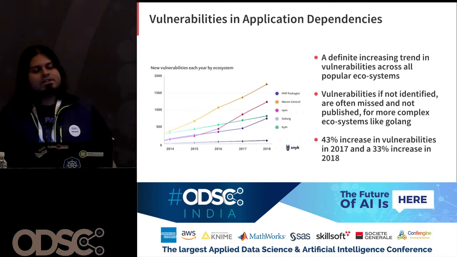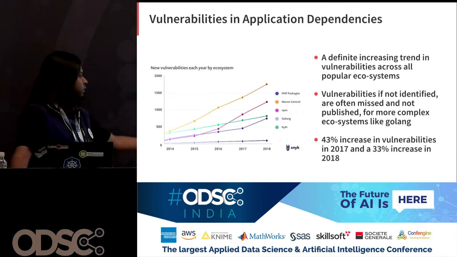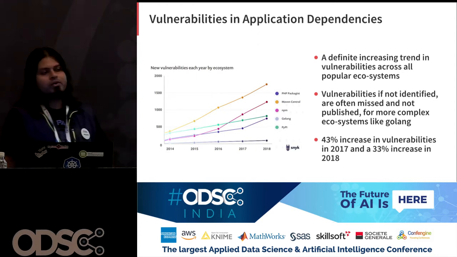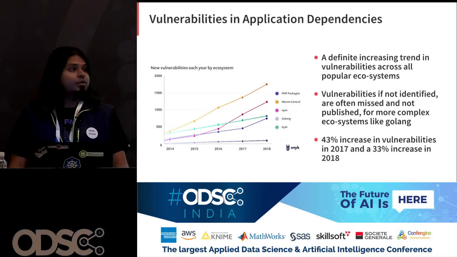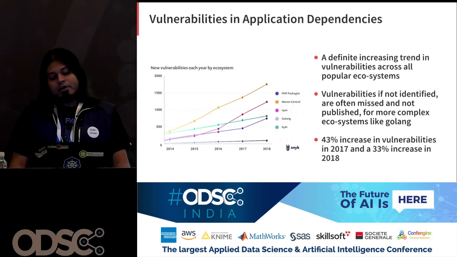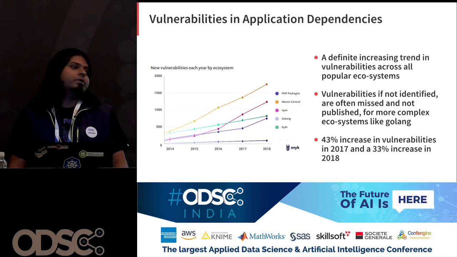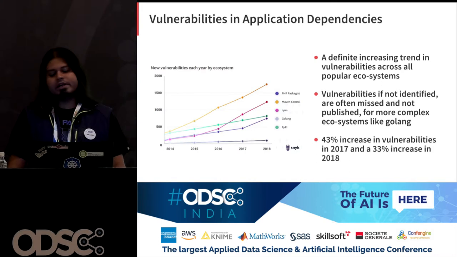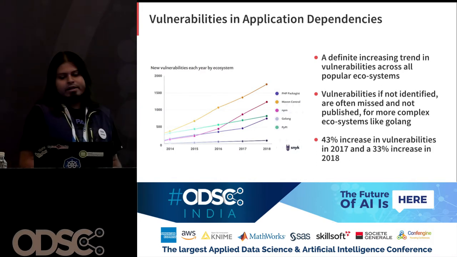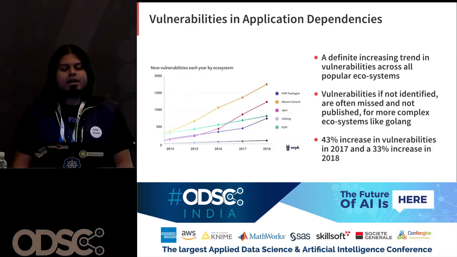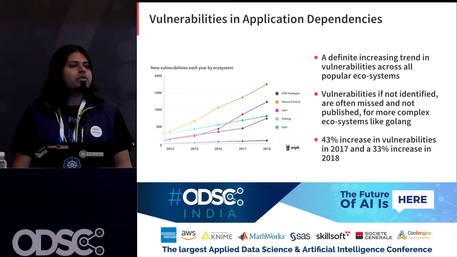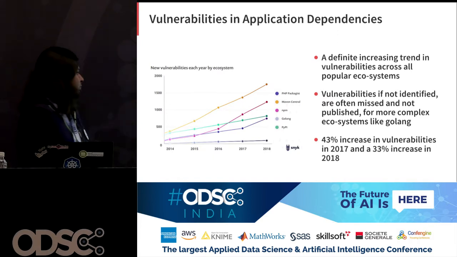And if you see these trends over the period of the last few years with regard to all the major ecosystems around Maven, NPM, and Python, the number of security vulnerabilities are also increasing because the number of dependencies are also increasing. There was a 43% increase in vulnerabilities in 2017 and a 33% increase in 2018. And the idea here is, unfortunately, we are working a lot on the Golang ecosystem, which is this one, right?